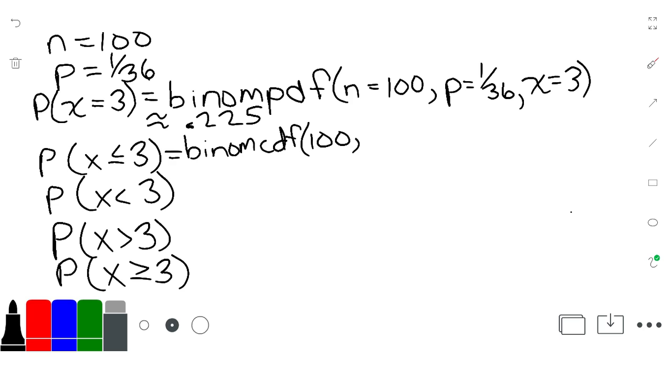So it's the same syntax. When you do binomial CDF, you put in the number of trials, in this case 100, the probability. And when you put in the x value, you're putting in the value that you're counting up to. It will include 3. So if I were writing it out, all the individual probabilities, it would be the probability of x equals 0, plus the probability that x equals 1, plus the probability x equals 2, plus the probability x equals 3.